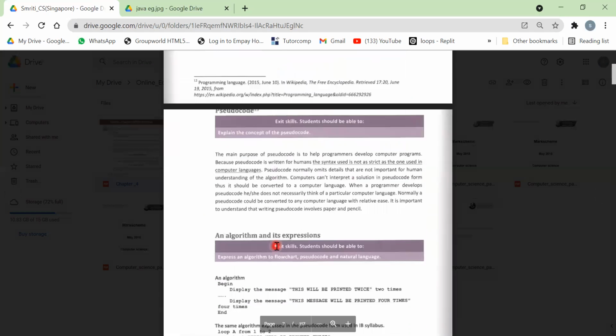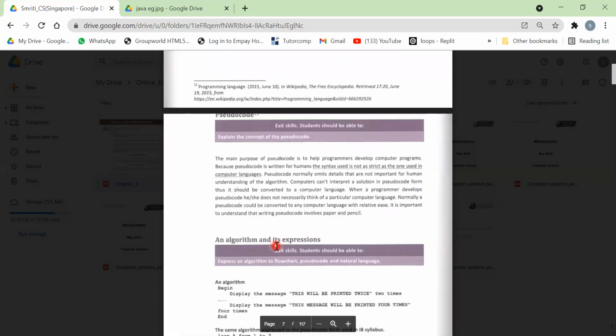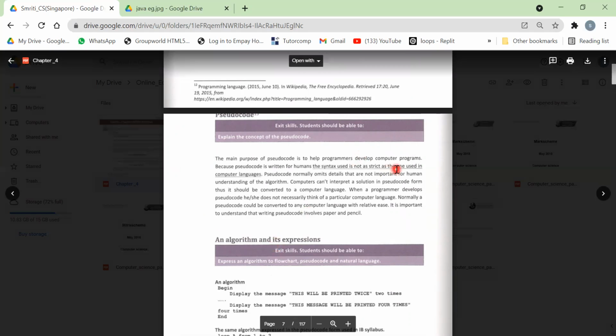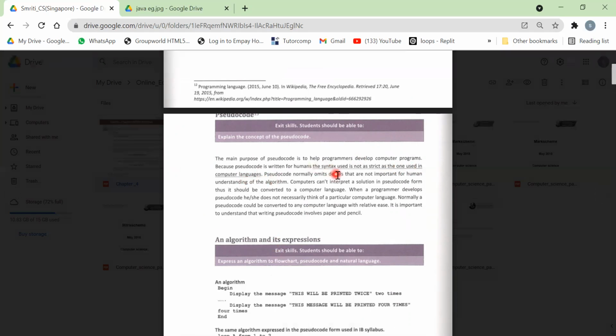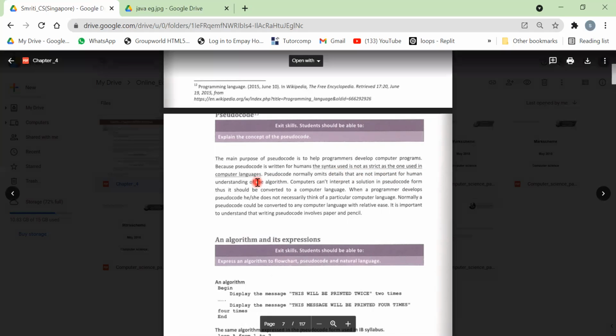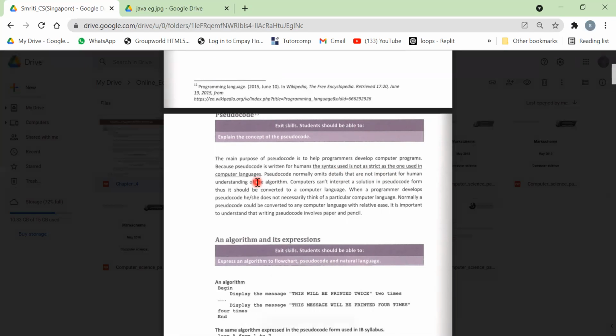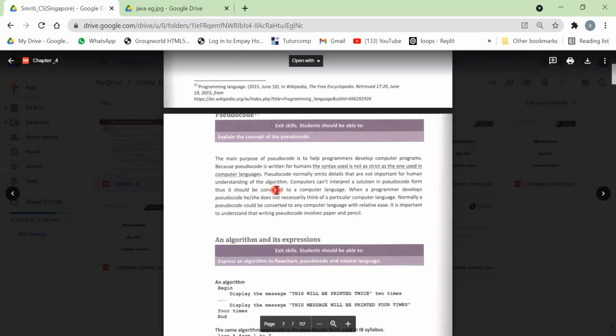Now, coming to the concept of pseudocode, which is the last but the most important concept in this lecture. The main purpose of pseudocode is to help programmers develop computer programs, and it is written for humans. The syntax used is not as strict as the one used in computer language, and pseudocode normally omits details that are not important for human understanding of the algorithm.